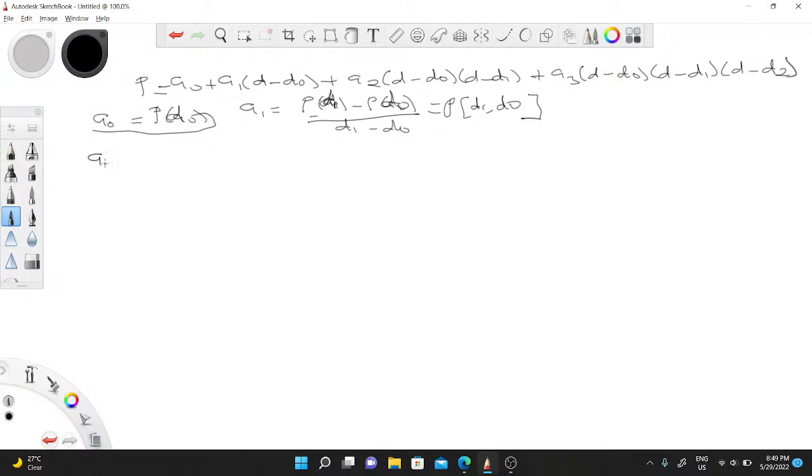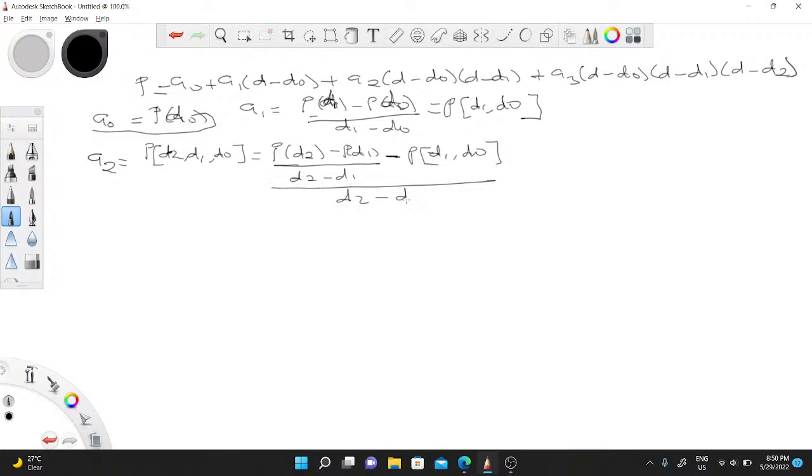All right. a2 is giving us P of D2, D1, D0, which is giving us P of D2 minus P of D1 all over D2 minus D1, minus P of D1, D0. I don't want to write for the formula. Okay. All over D2 minus D0. So for a2, the actual range is from D2 to D0. So it's all over D2 minus D0. The same thing.